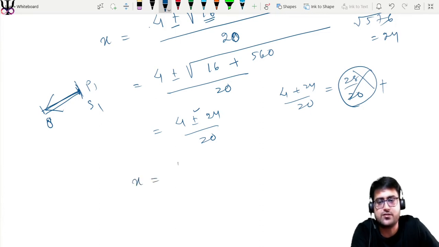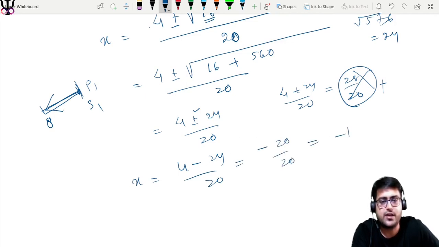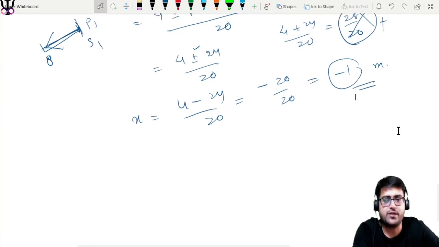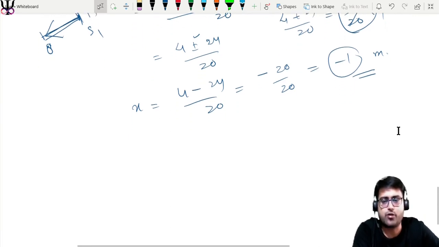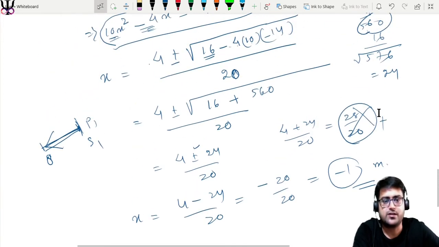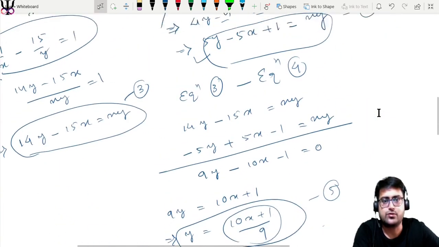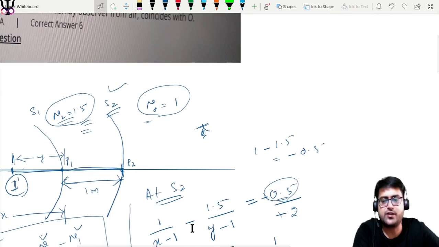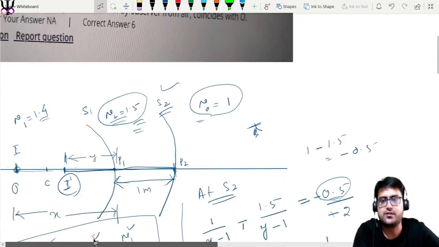So x has to be 4 minus 24 by 20. It's going to be 4 minus 24 is minus 20 by 20. It's minus 1. So it's minus 1 meter. Basically, the object distance is 1 meter, but when you mention it with the proper sign convention, you're going to have to have x equals minus 1 meter, right? So you should better write x equals minus 1 meter using the coordinate sign convention.